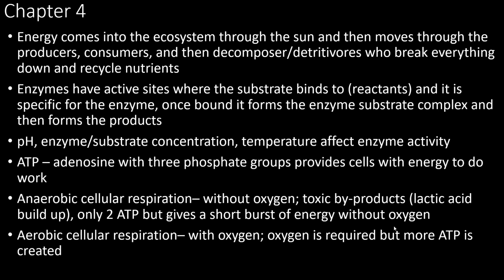Now, the main type of energy that our cells use, the currency, like the money that they use for energy, is called ATP, which stands for adenosine triphosphate. This means there's an adenosine with 3 phosphates attached. That's where the tri comes from. This is created or converted by our cells in the mitochondria through what we call cellular respiration. Now, we can do cellular respiration without oxygen, and that's known as anaerobic cellular respiration.